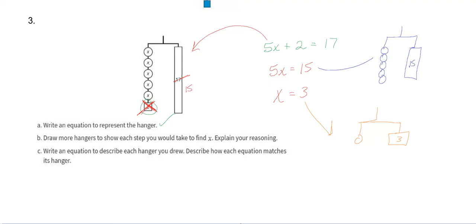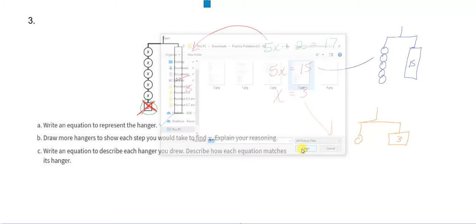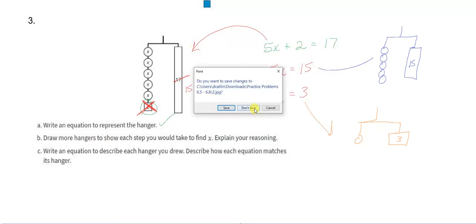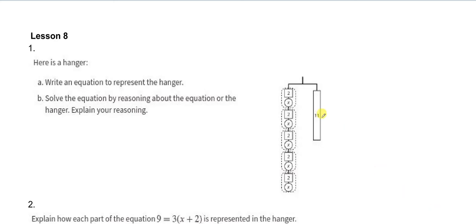Let's go to the next problem. We got a little time. That was number 3. Let's go to the last page, lesson number 8, and let's see if we can knock this first problem out.